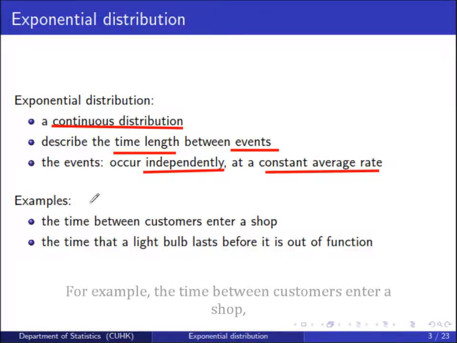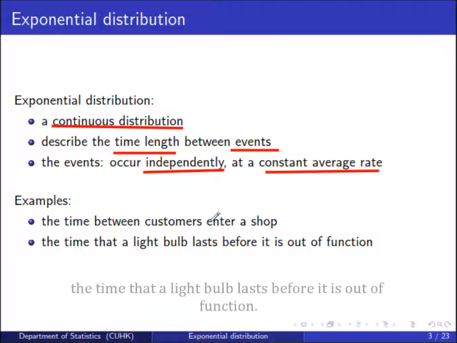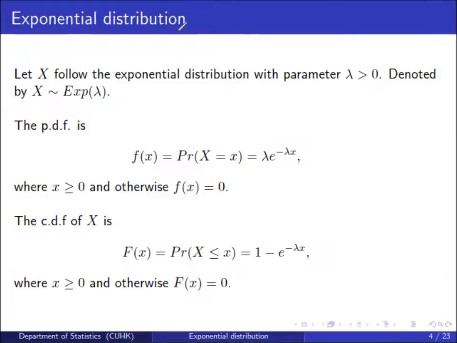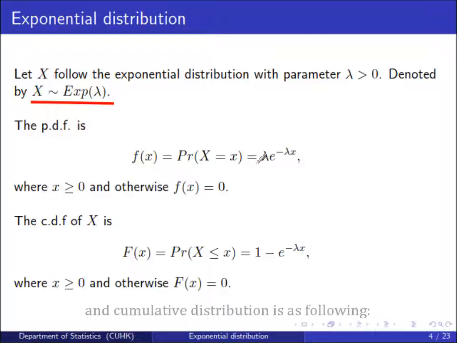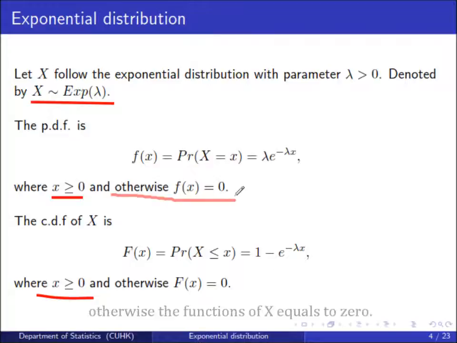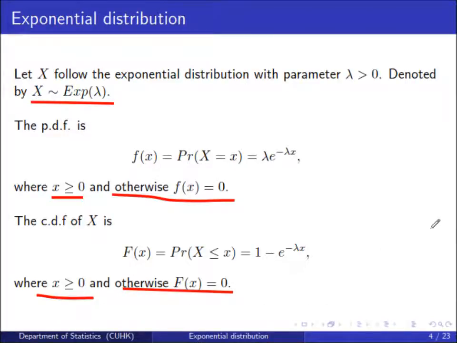For example, the time between customers entering a shop, or the time that a light bulb lasts before it is out of function. To begin with, we should know the density function and cumulative distribution function of the exponential distribution first. Let X follow the exponential distribution with parameter lambda that is larger than 0. Then it can be denoted like this. And the probability density function of X and cumulative distribution function are as following. Note that the value of x should be larger than or equal to 0, otherwise the functions of x equal 0.